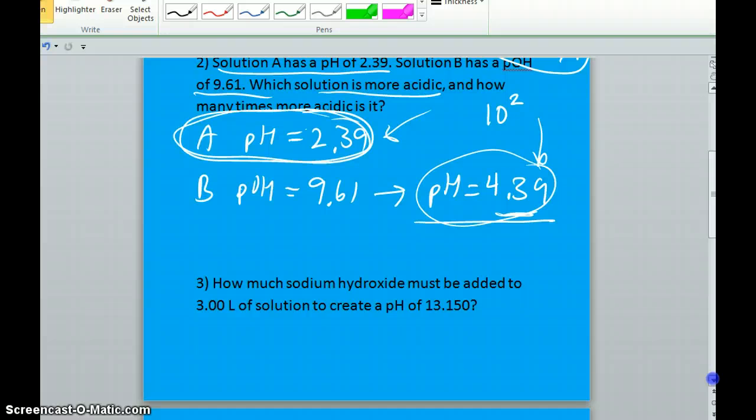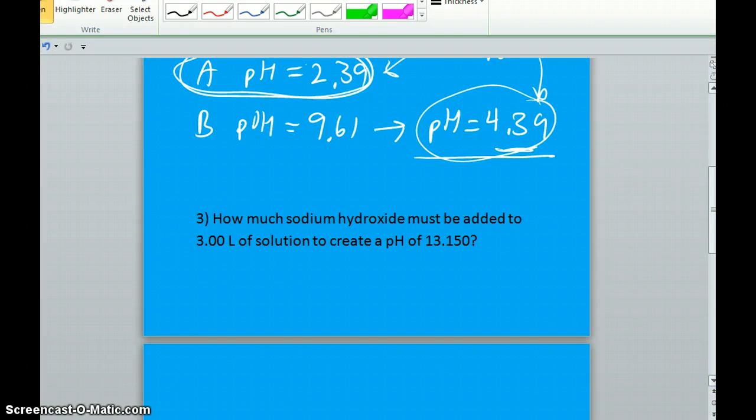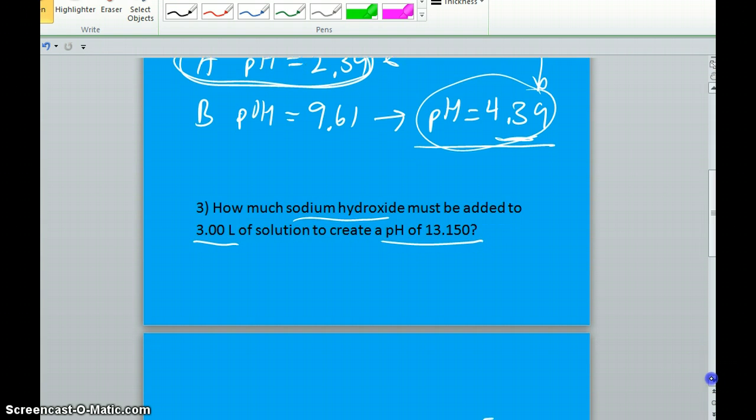So, let's make sure we can work both ways with these problems. Here I'm asked how much sodium hydroxide must be added to 3 liters of solution to create a pH of 13.150. Now, the first thing I do is remember when I'm given lemons, make lemonade. And we're talking about a strong base here, so pHs don't help me. I'm much more interested in pOHs. And the pOH of the solution would have to be 0.850 if the pH is 13.150.